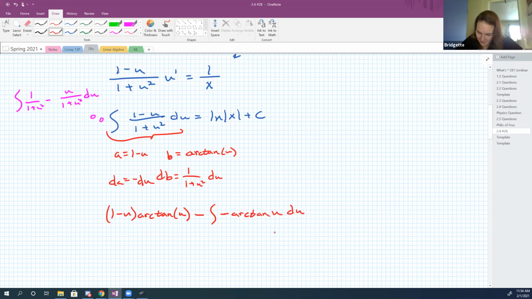Right. And then this is probably where things get real nasty, because I don't know the integral of arctangent off the top of my head. Yeah, I had to look that one up. It was 1/2 ln of the inside. So I ended up with minus 1/2 ln of 1 plus u squared.